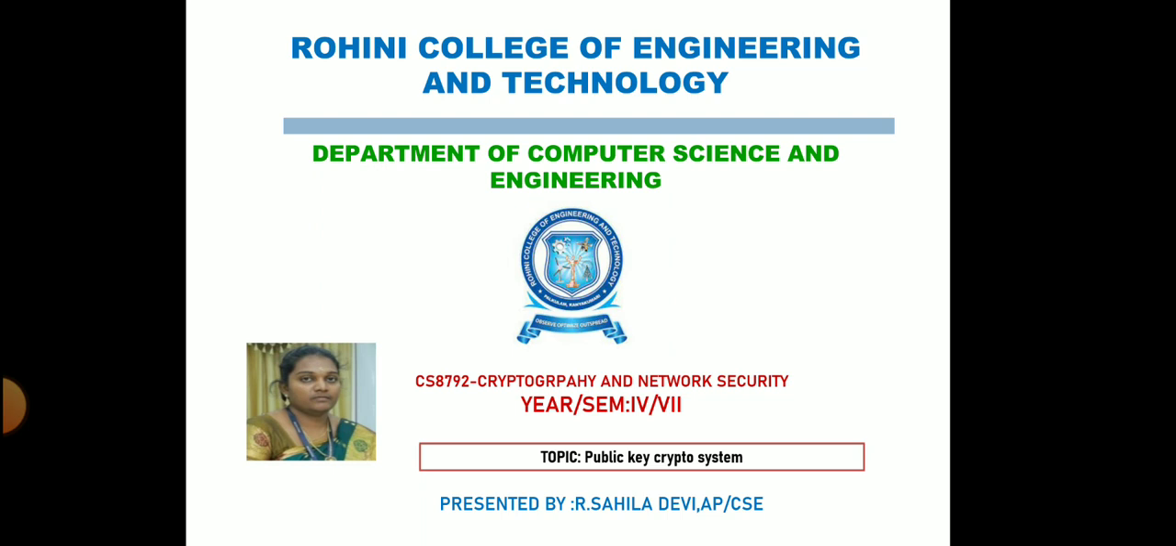Today we are going to discuss the subject CS 8792 Cryptography and Network Security. In this subject, today we are going to discuss a topic in the third unit, that is public key crypto system.